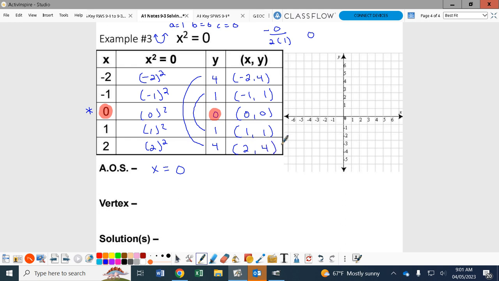Remember when I told you that when you solved that quadratic formula, when you got 0 as the discriminant, how many answers did you get? 1.